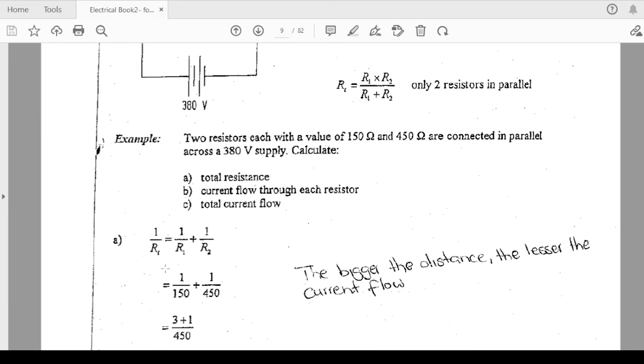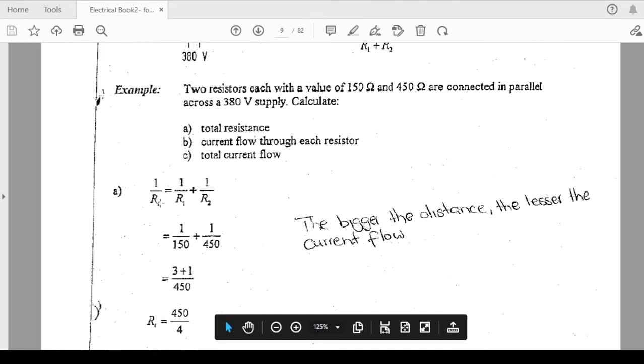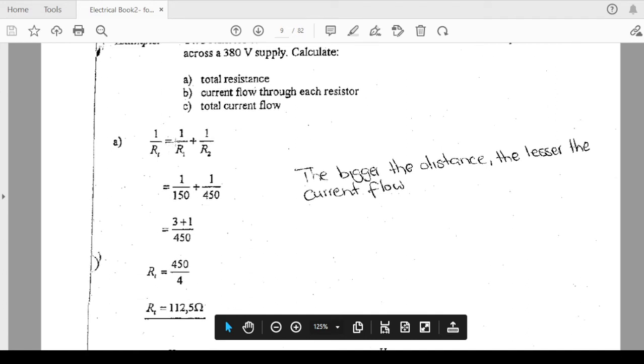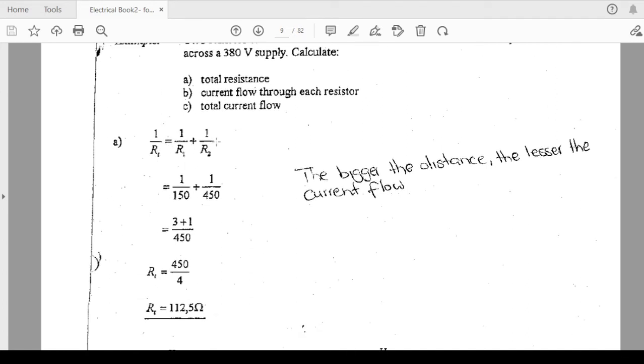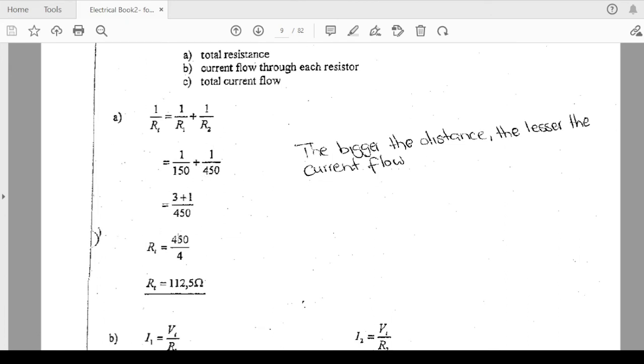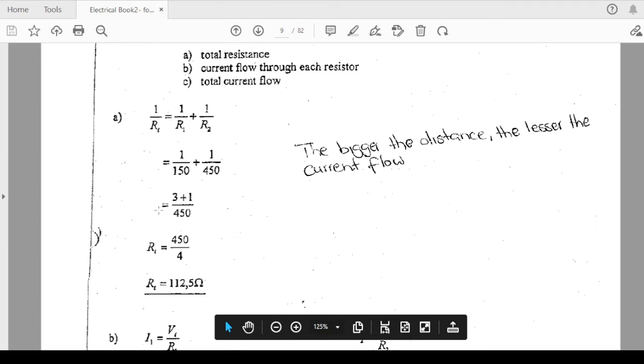Or you just work with the normal formula: 1 over RT equals 1 over R1 plus 1 over R2. What is R1? 150 ohms. R2 is 450 ohms. They got the answer here. These are the fractions. Whatever answer you get here, remember to divide into 1, and that is your RT.